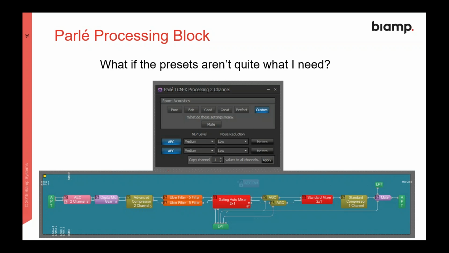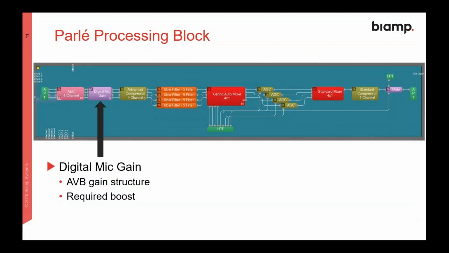So let's go through relatively quickly here exactly what the processing path is and why it's here. We have a block in here called digital mic gain. With the Parle blocks or Parle microphones, we're coming in over AVB, and those are all digital. So it's a digital signal path from the microphone into the DSP. So now we've lost our mic pre's, and our mic pre's were always our first stop when setting gain structure with analog microphones. So we don't have those anymore.